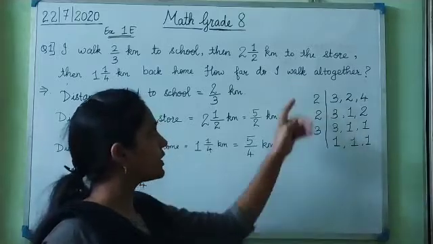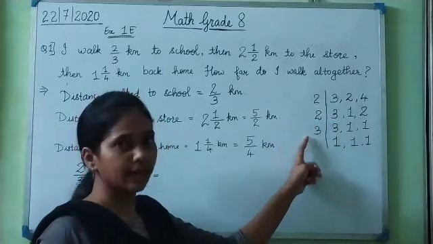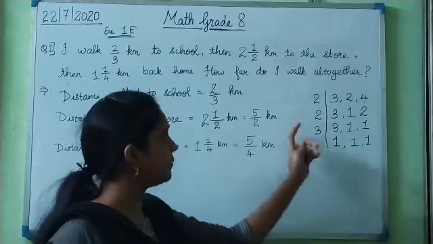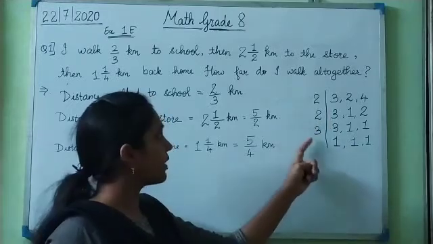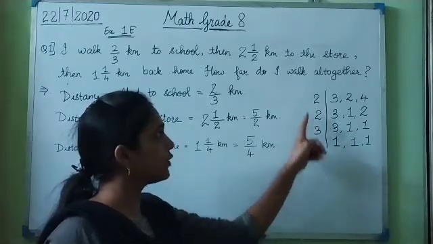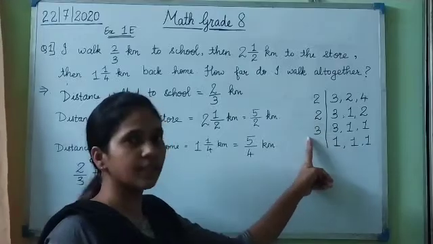Okay. Now whichever numbers we have got here on the left side, we have to multiply them. So what is the multiplication of 2 into 2 into 3? 2 into 2 is 4. 4 into 3 is 12.